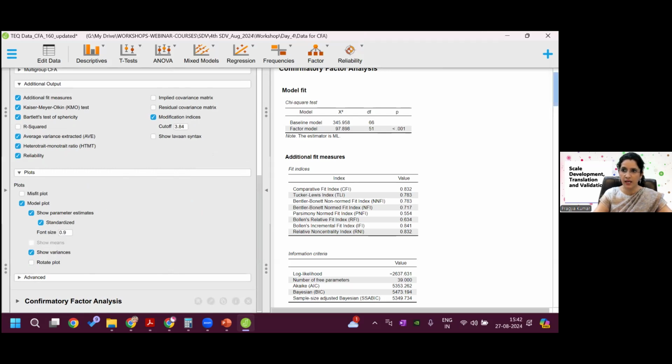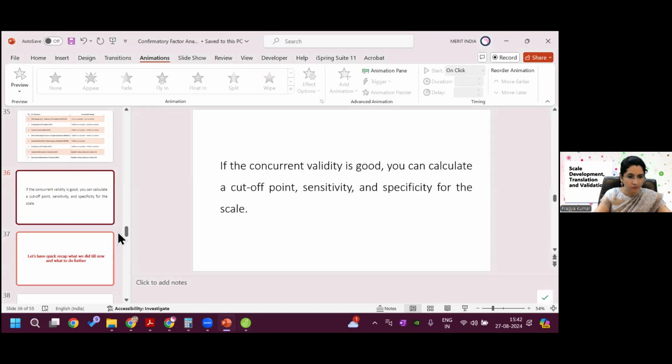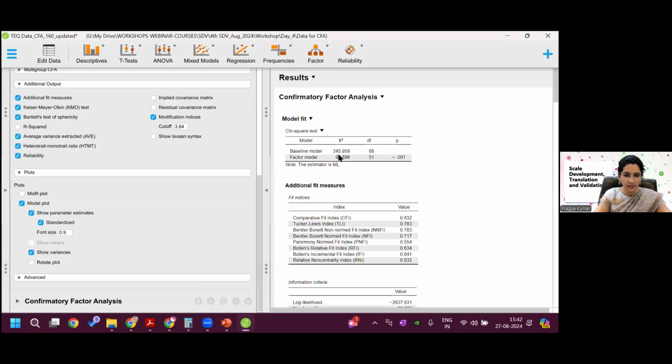So if you see the chi-square, the value, what we did, the ratio of chi-square and degree of freedom should be less than 3. What is the ratio here? The chi-square is 345 baseline, and this is 66.